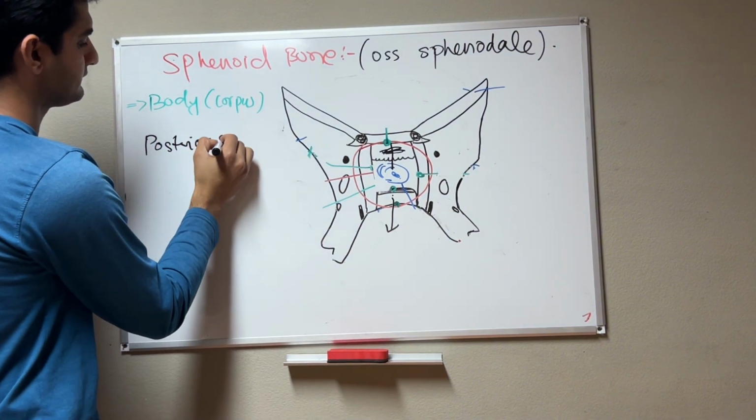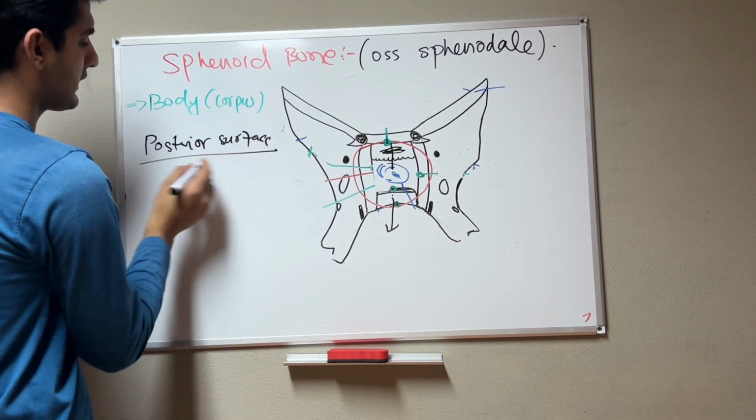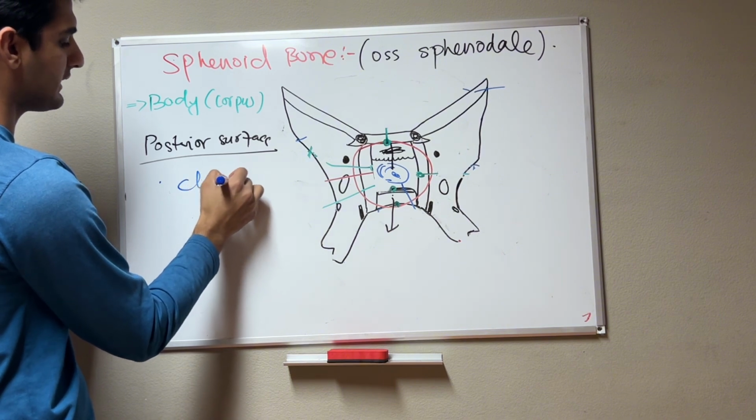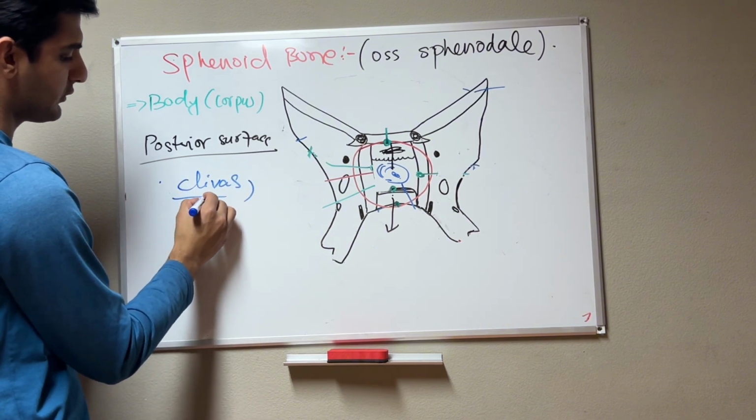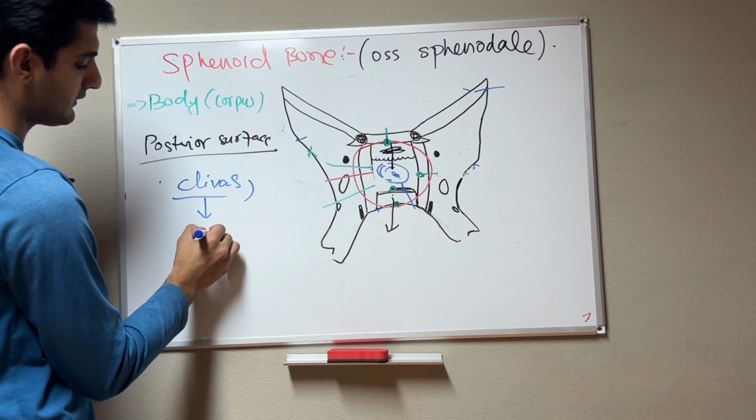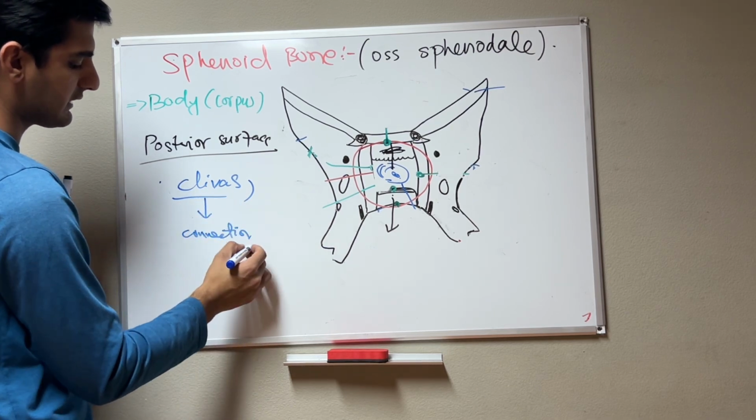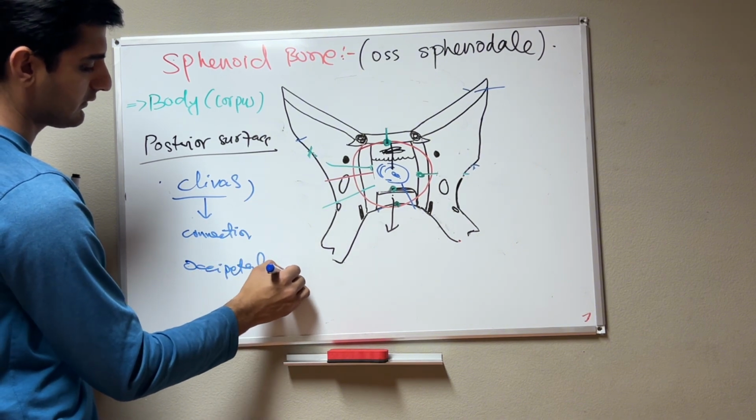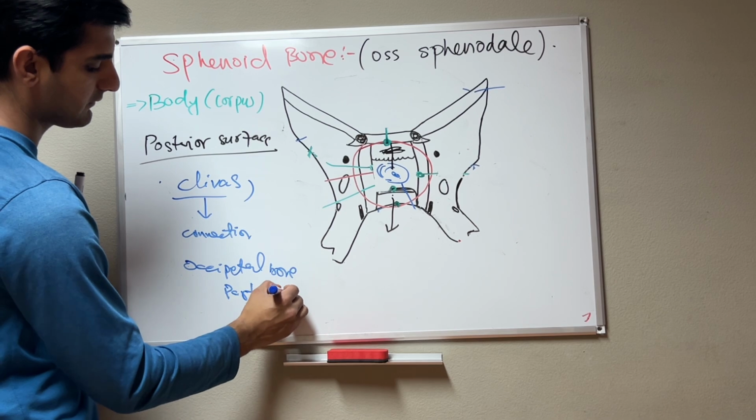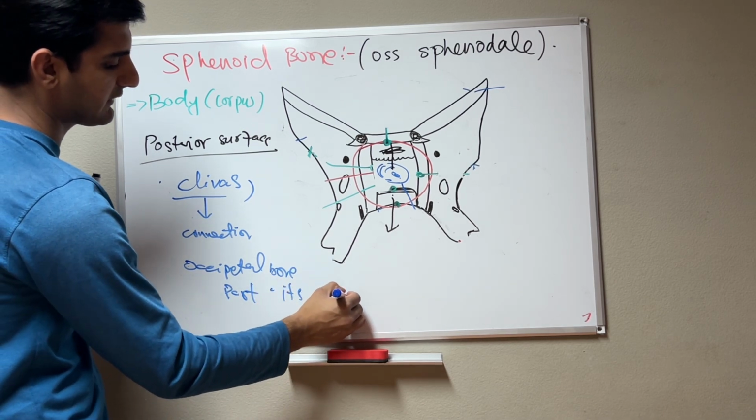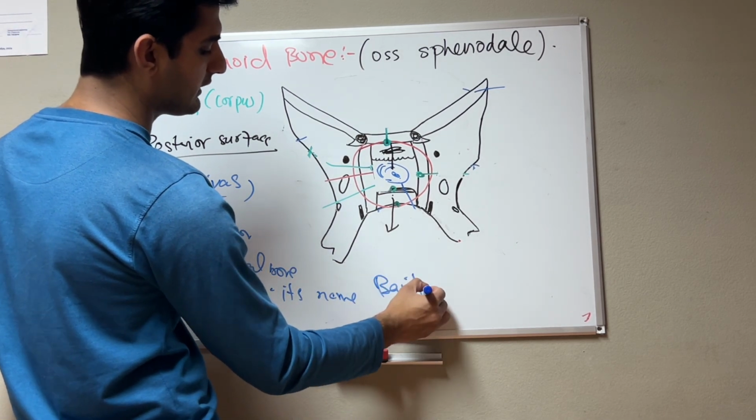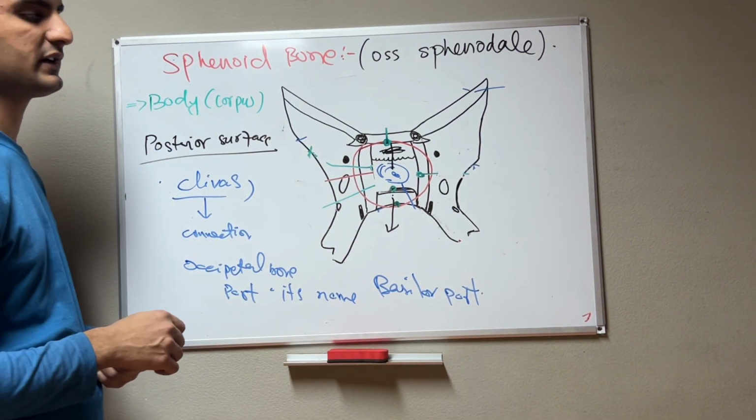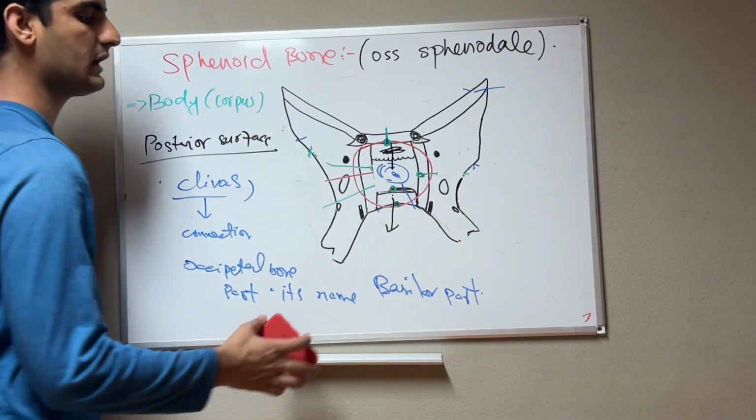Posterior surface, or facies posterior. The formation is only the clivus, the area where it connects with the body of the sphenoid bone, and this clivus connects with the occipital bone part. Its name is the basilar part. It means simply that the basilar part of the occipital bone connects with the posterior surface of the body of the sphenoid bone.